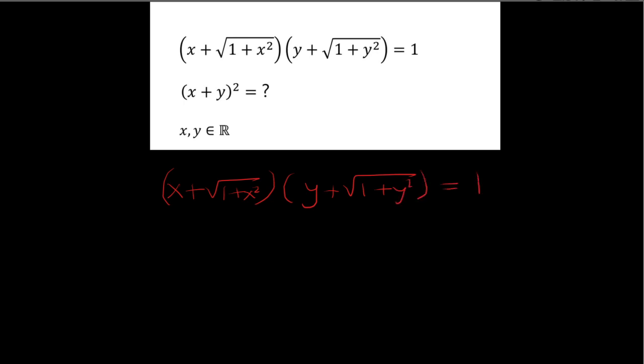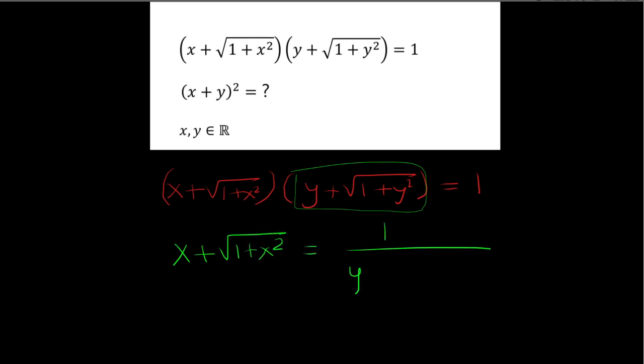Okay, and we're going to divide both sides by y plus the square root of 1 plus y squared. So we'll have x plus the square root of 1 plus x squared equals 1 over y plus the square root of 1 plus y squared. Okay, now I'm going to multiply by the conjugate of the right, so that would just be y minus the square root of 1 plus y squared.